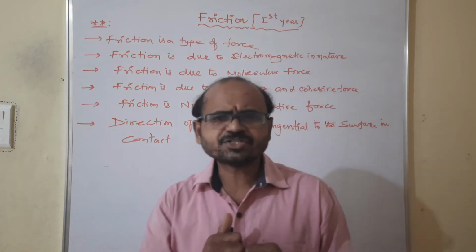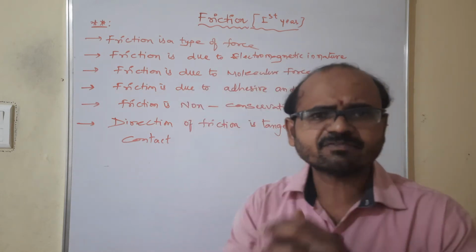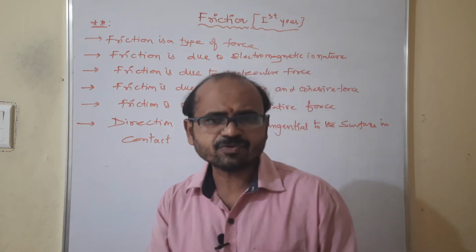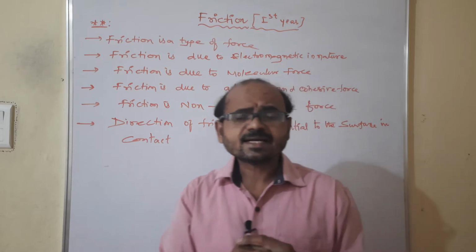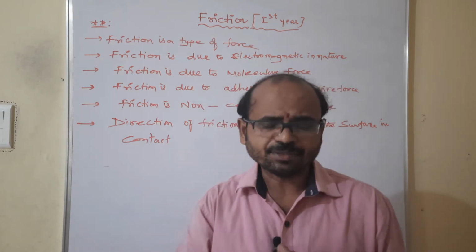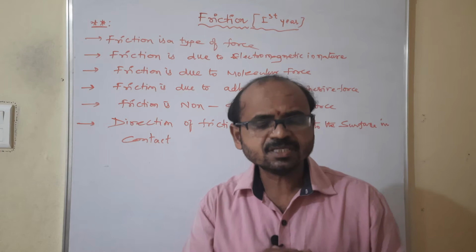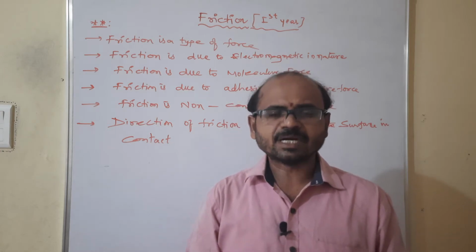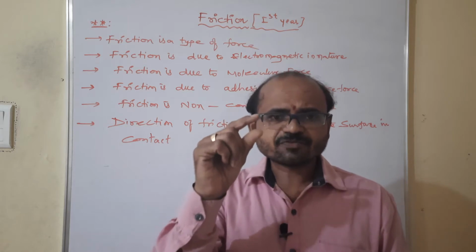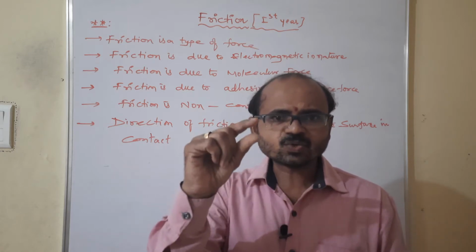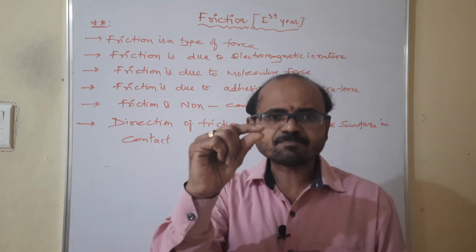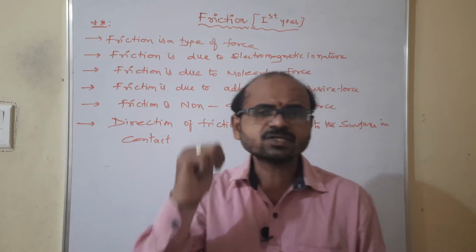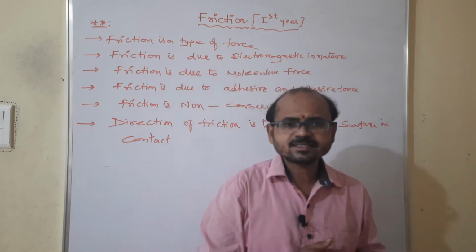Friction is one type of force, and it always acts opposite to the motion of a body and always acts tangential to the surfaces in contact. Tangential to the surfaces in contact means there are two surfaces in contact, and between the two surfaces the force acts parallel to the surfaces of the bodies in contact, which we call a tangential force.